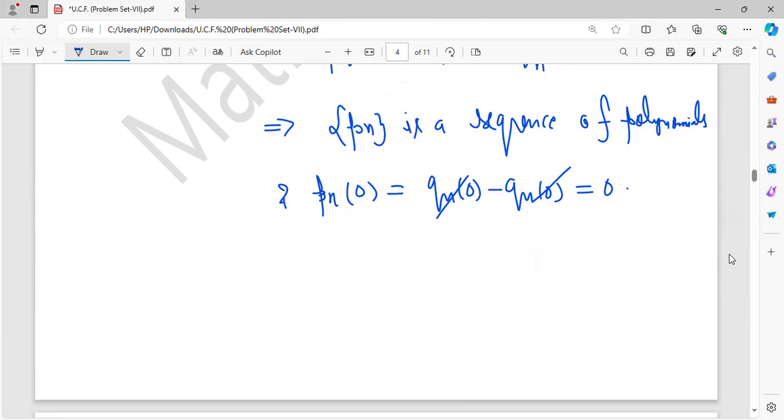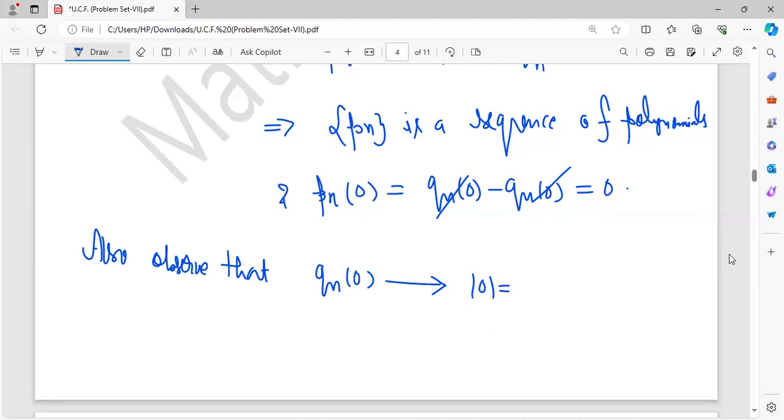Now, also observe that Qn at 0, because it is converging uniformly to f, mod x, it will converge to mod 0, that is f(0), that is 0. It means Qn(0) is converging to 0, because Qn(0) will converge to mod 0. Mod 0 value is 0.